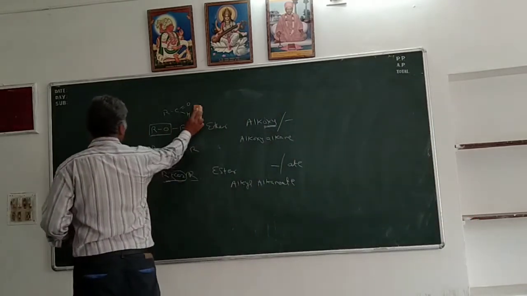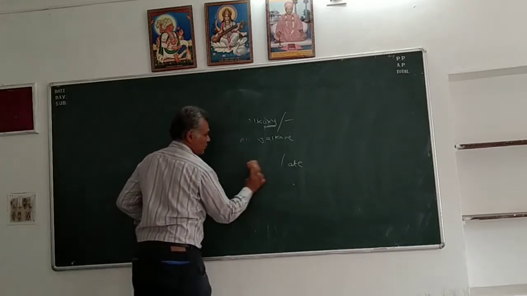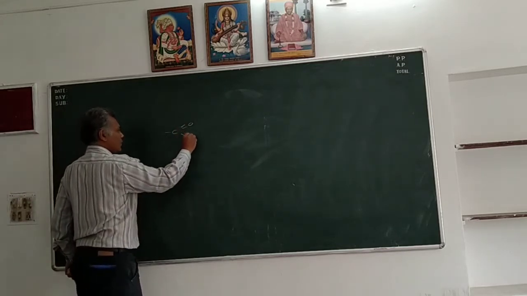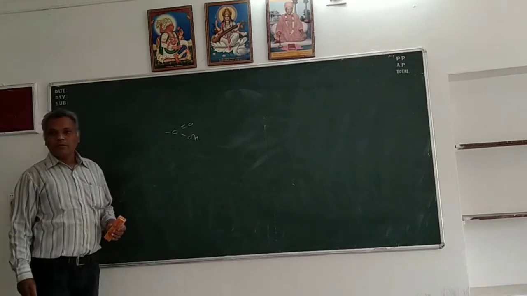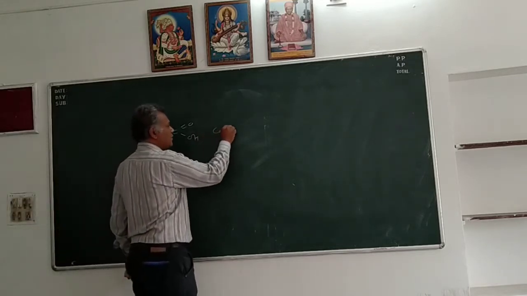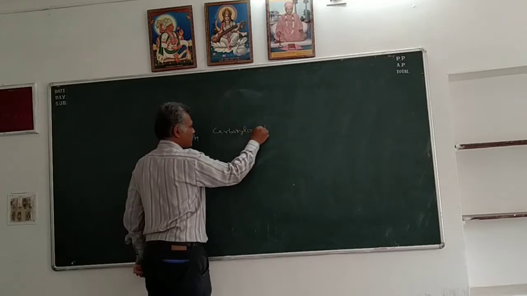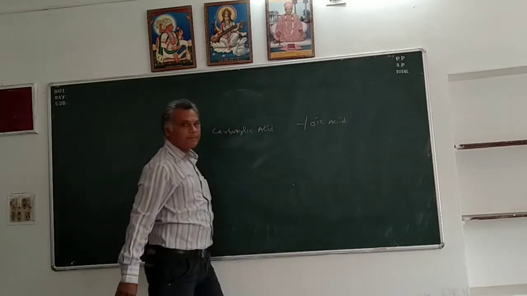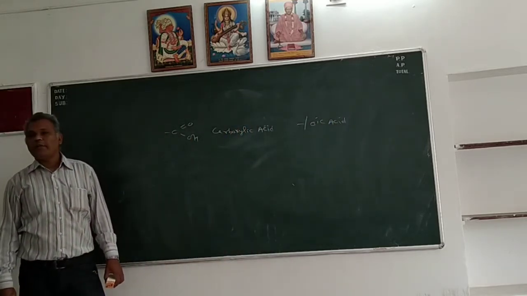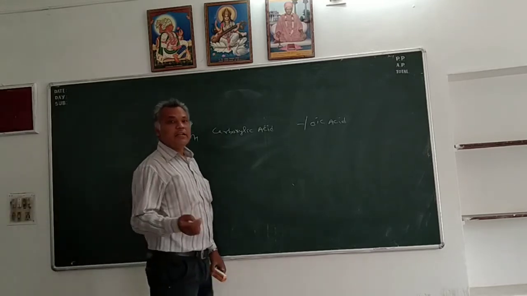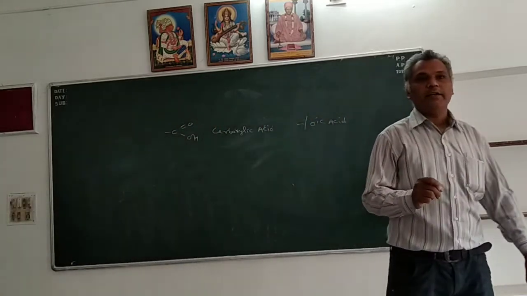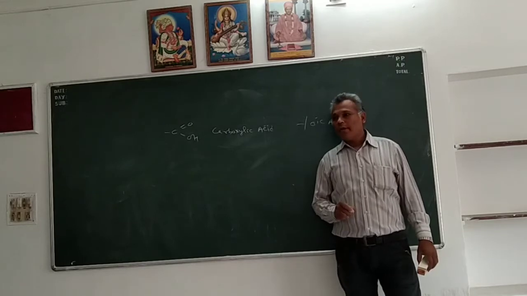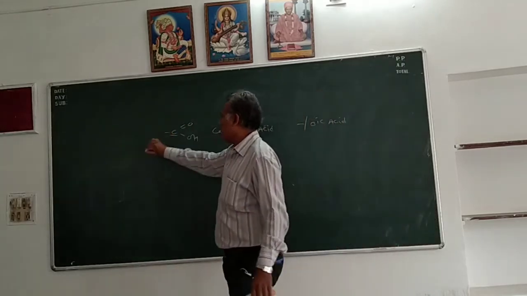Okay, next one we have is the R-C-O-O-H group. It's a carboxylic acid. This has the suffix oic acid. Again, like aldehyde, this group is also like aldehyde. If the carbon is included in the chain, I'm going to write it as oic acid. This carbon has to be included in the main chain.